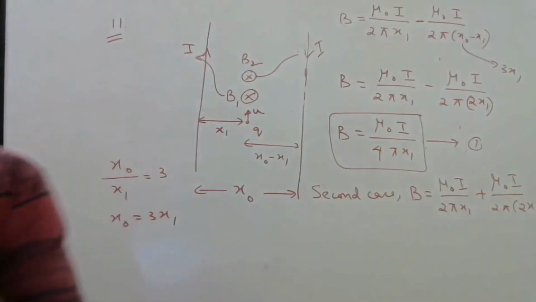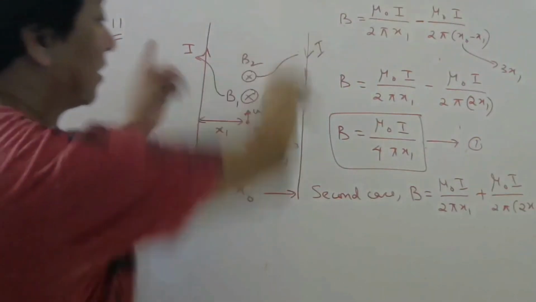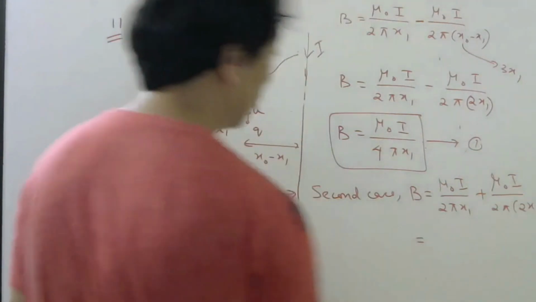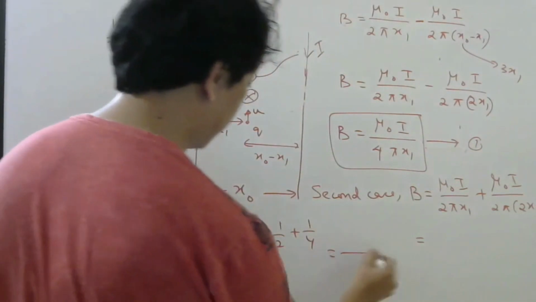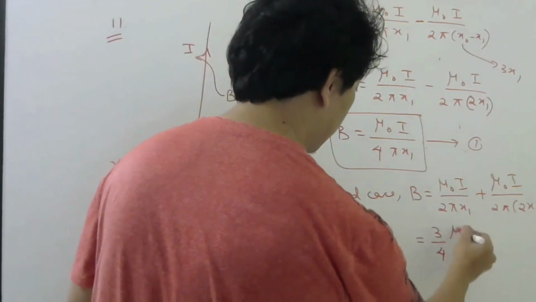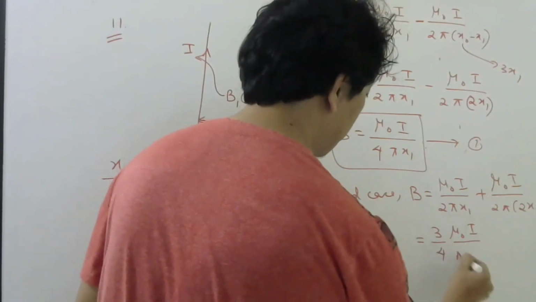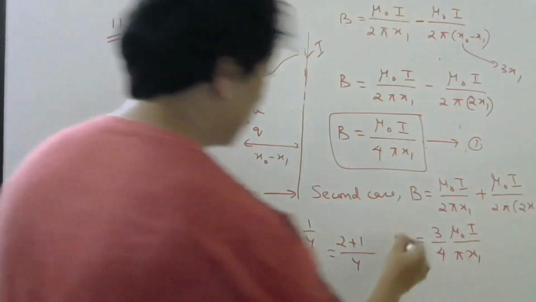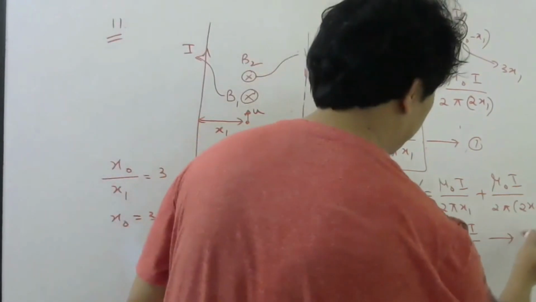So now it will be plus. Distances and currents are all the same; only they have changed the direction. So it will be 1 half plus 1, that is 3 by 2, so 3 by 4 mu naught I by pi x1. This is the magnetic field in the second case, B dash, let me write.